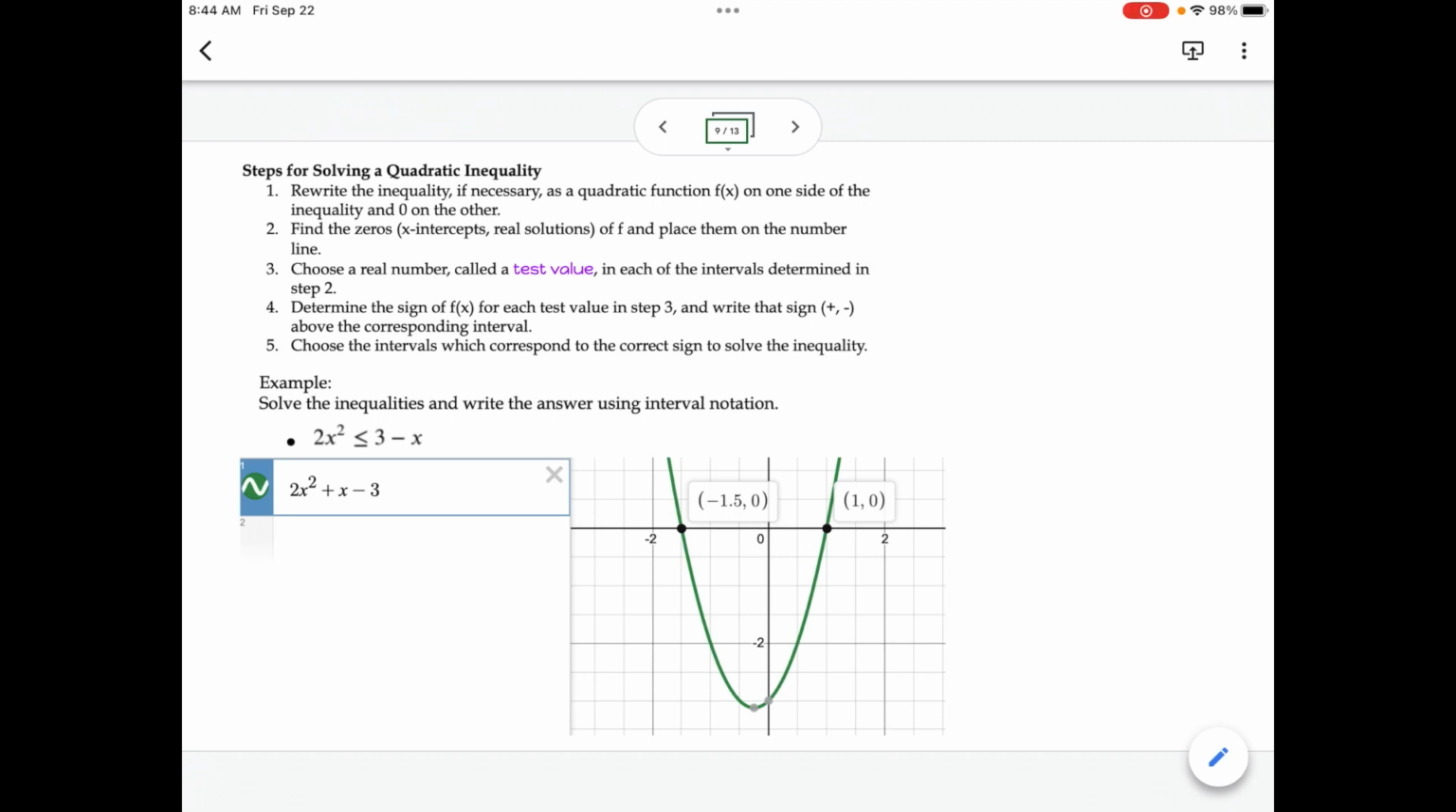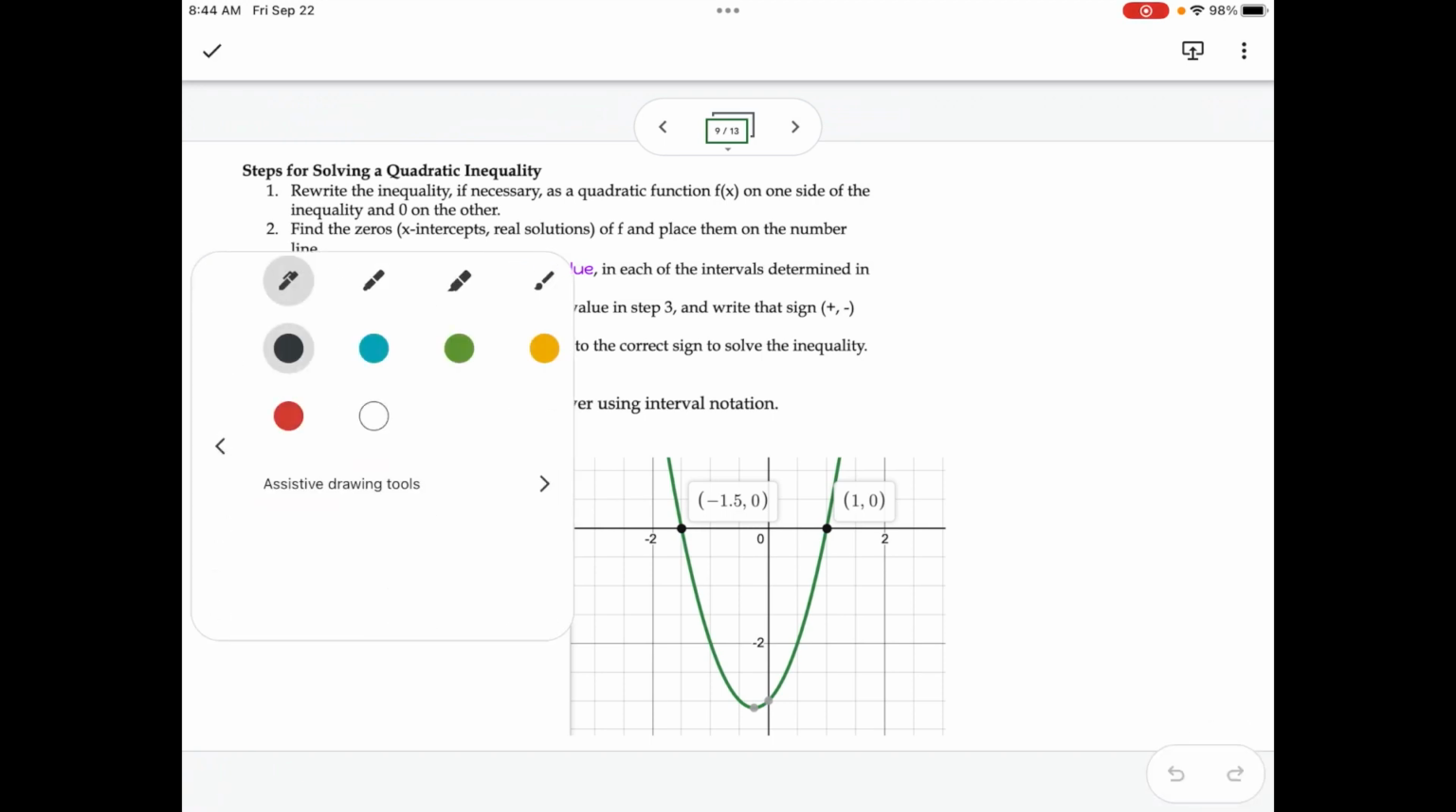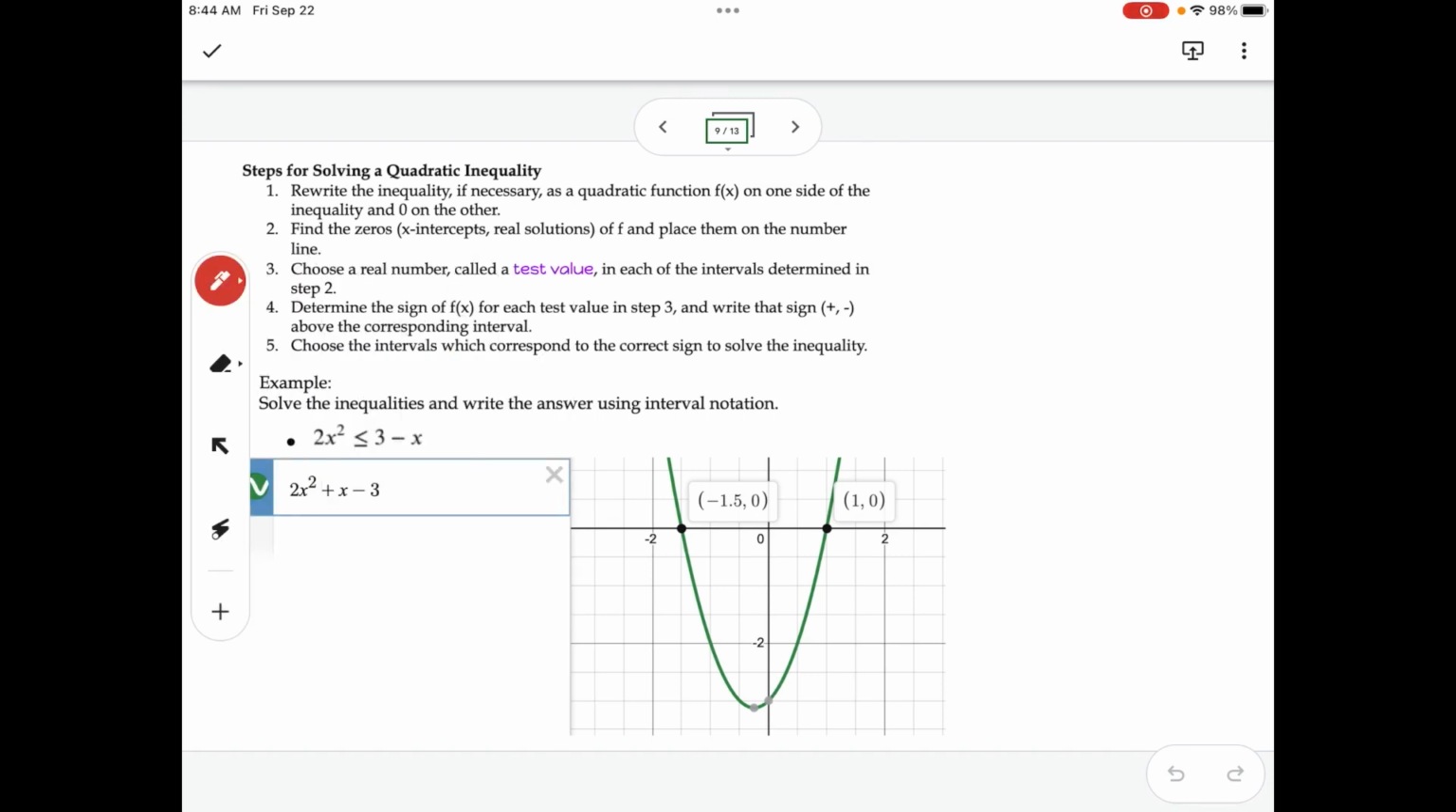So here we've got our first example. We're going to do it both algebraically, just like we did the inequalities for absolute value. We'll do it algebraically, and then what does it look like if we were to use graphing technology to help us? So our first one here is looking for 2x squared is less than or equal to 3 minus x.